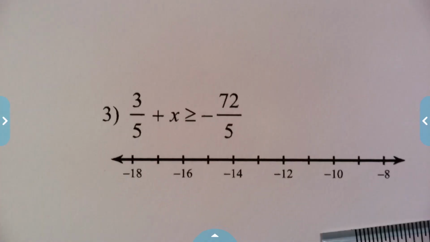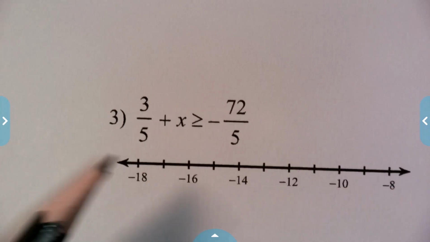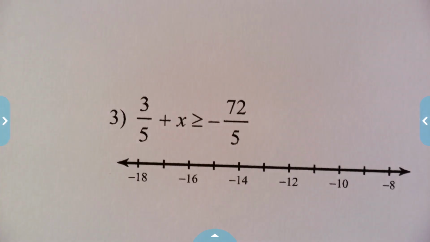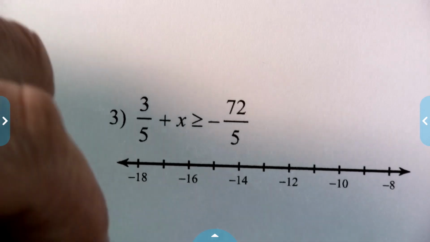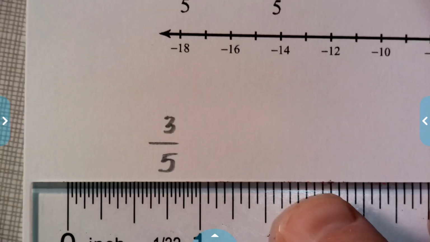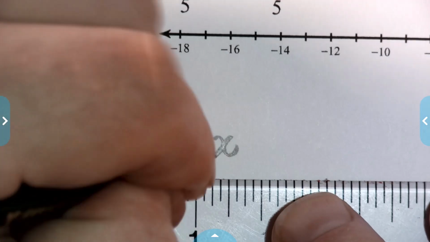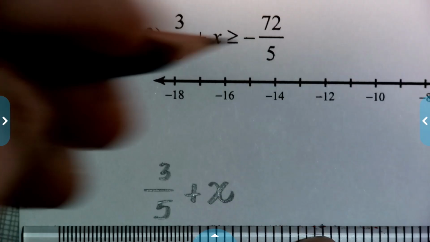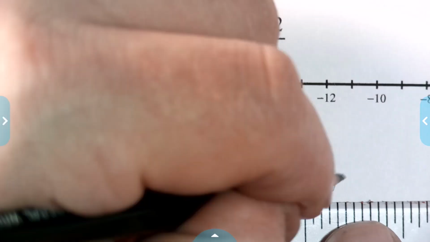Well, number 3 presents a challenge to us because we have fractions, but no matter. They have common denominators, so it shouldn't be such a big deal. Let's rewrite it to begin with. We have 3/5 plus x is greater than or equal to negative 72 over 5.